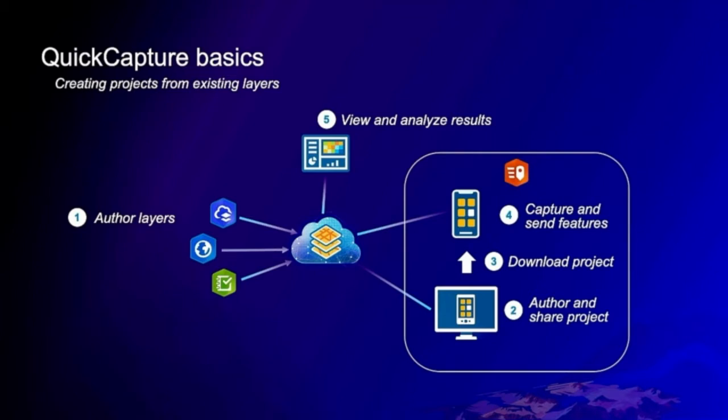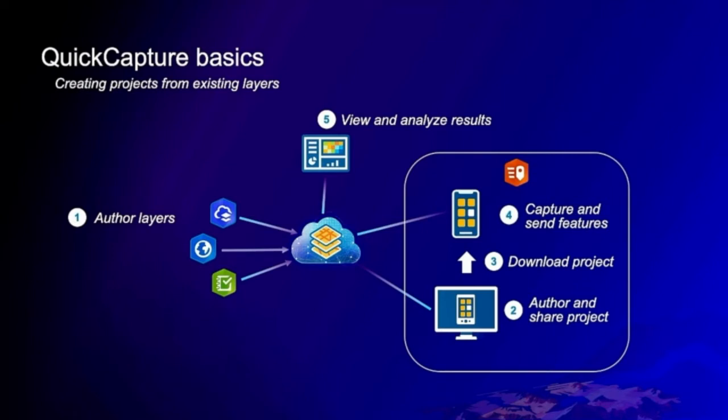As mentioned, layers define geometry and attributes. The starting point of a QuickCapture project is therefore a feature layer, and the designer will build a project around the layer or layers that you select. Feature layers can be created in ArcGIS Online or ArcGIS Pro.